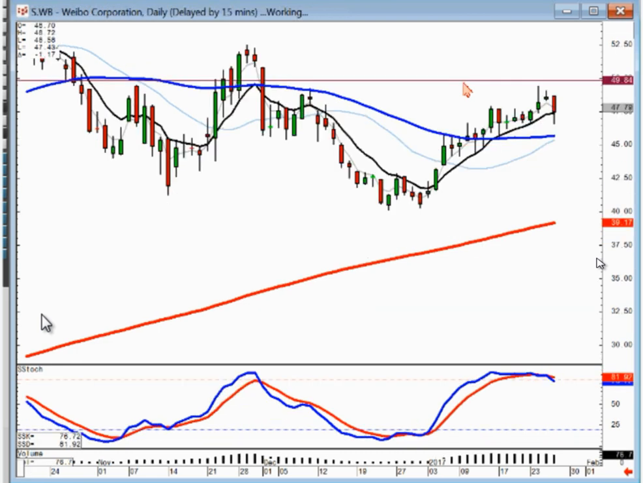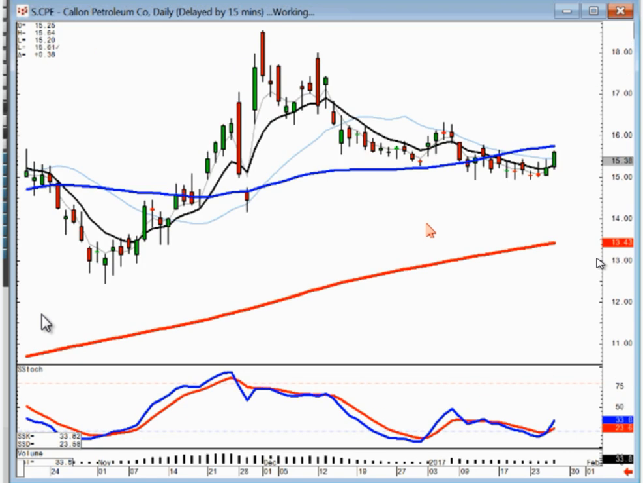Weibo, evening star signal. If this opens lower, you're still in this slow downtrending channel. Move someplace else. CPE, get ready to buy this one, especially if it comes up through the 50, because that would tell you this whole downtrending channel has been breached.